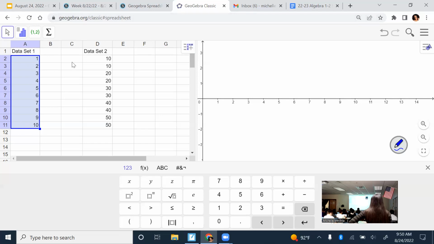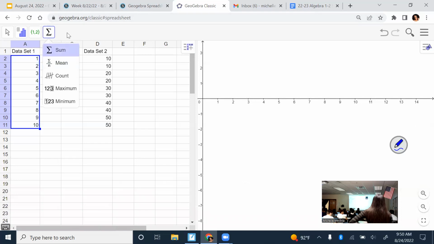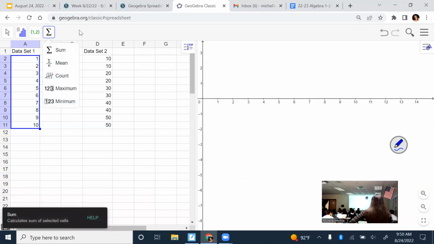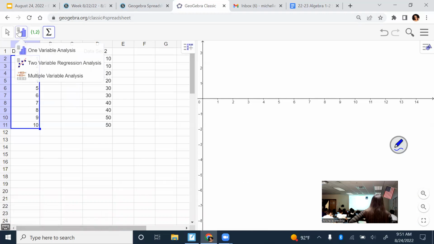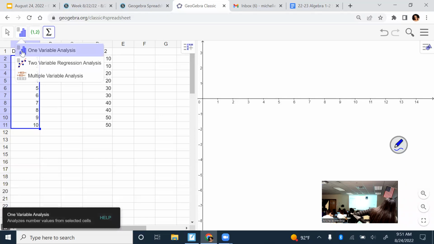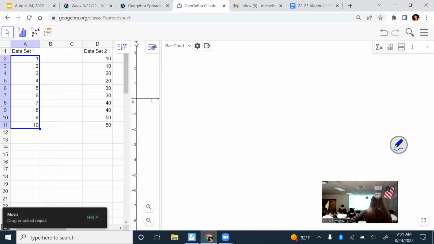All right, so what do we press? Oh, that's kind of cool. I didn't know you could do that, but I want the different one that has all of it. So let's try some other stuff. You press this one and then you press one variable analysis. And then do you guys remember what you pressed after that?